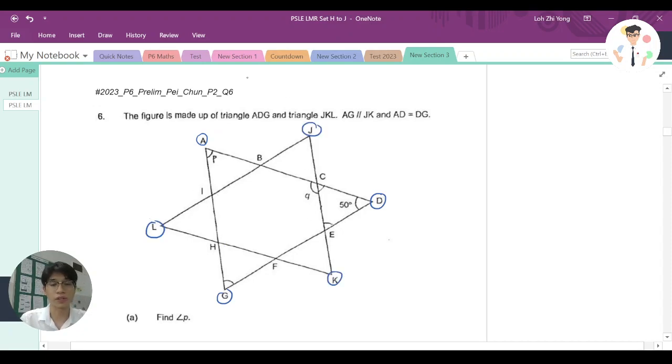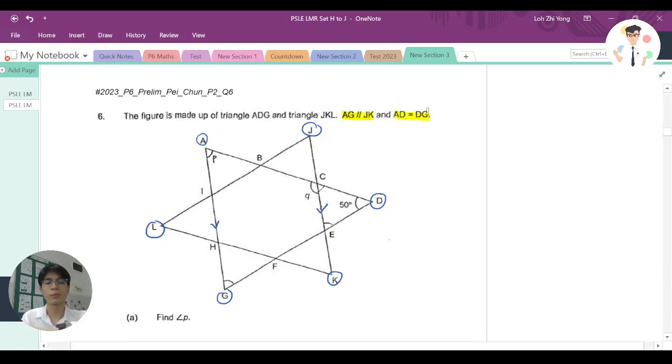Okay. Now the question says that AG is parallel to JK. Again, that slash thing basically means parallel. So let me just put a sign there to indicate it's parallel. AG and JK are parallel. And AD is equal to DG.